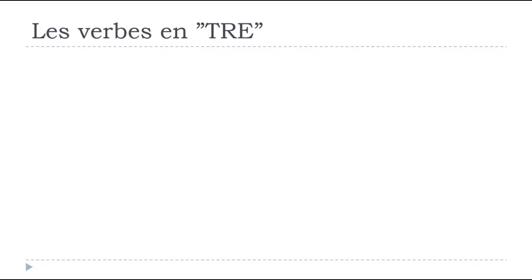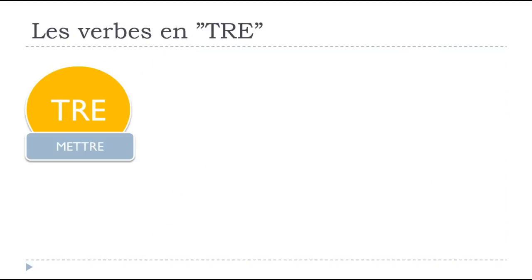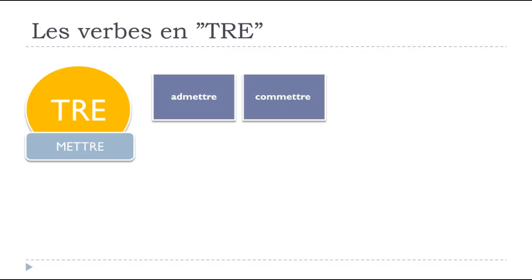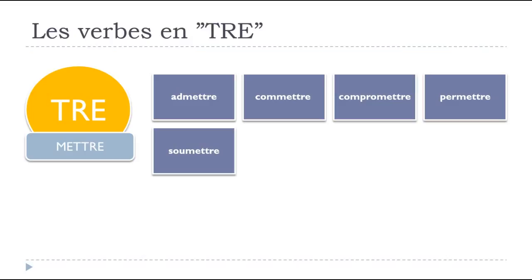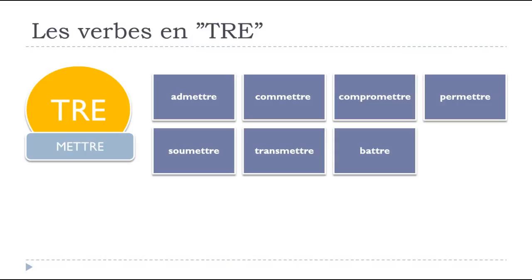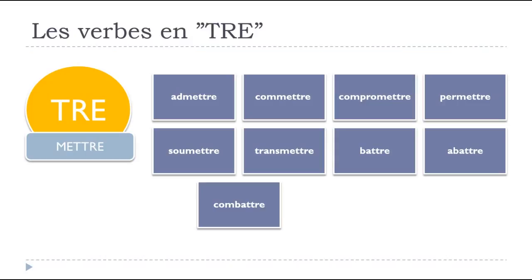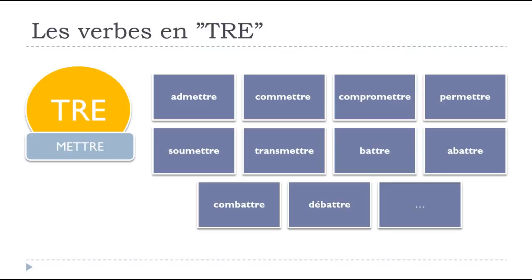Okay, so now let's see a few verbs that will be conjugated like mettre, and we're talking about admettre, commettre, compromettre, permettre, soumettre, transmettre, battre, abattre, combattre, débattre, and a few others.